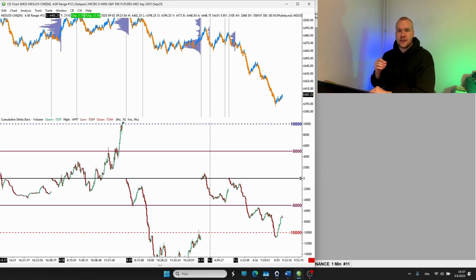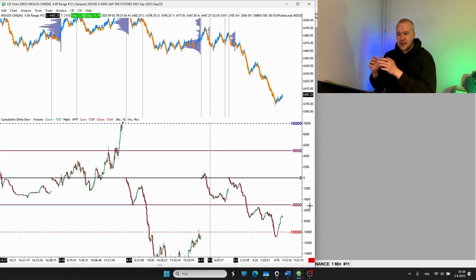And in my opinion, the cumulative delta should be used as an intraday tool. It is not going to give you any important context. It is only to read that day's market. And you should really look at the cumulative delta before you trade and while you are monitoring your trade.